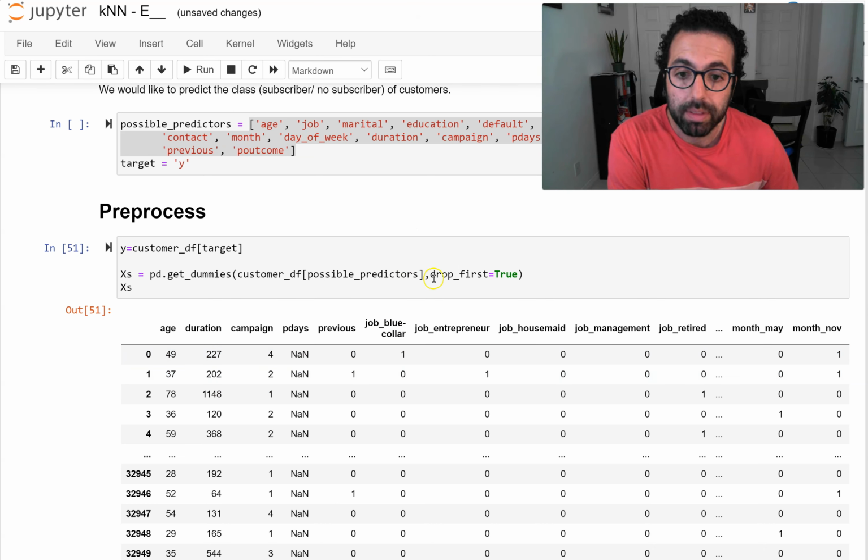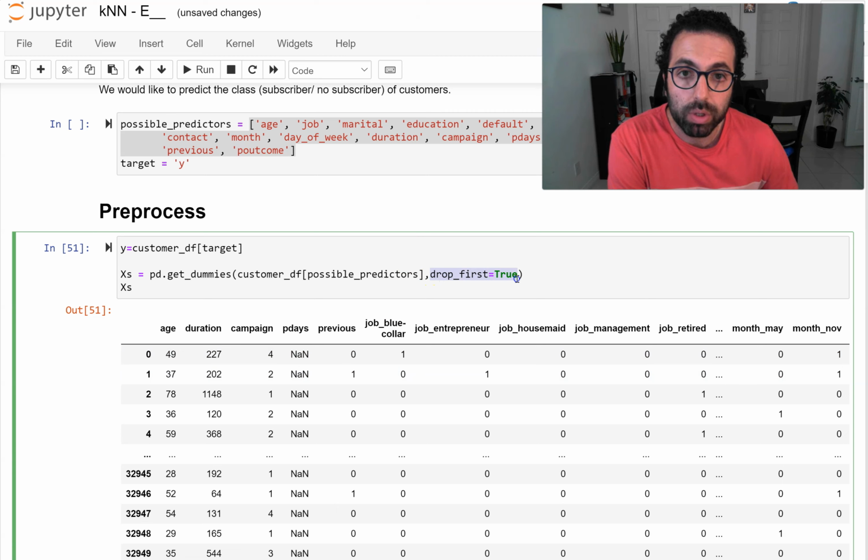The drop_first=True is basically saying that for an attribute that has 3 categories, you need only 2 binary codes. For an attribute with 4 categories, you only need 3 binary codes, and so on and so forth.